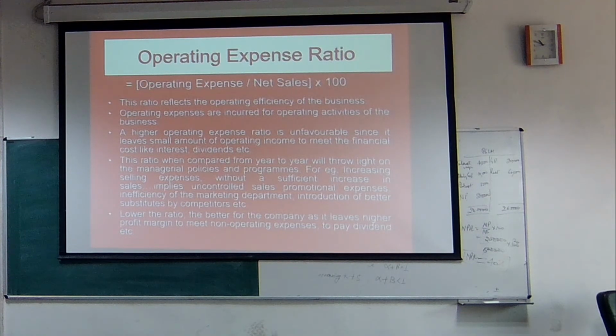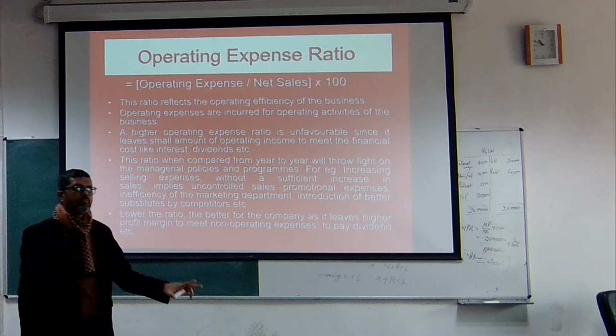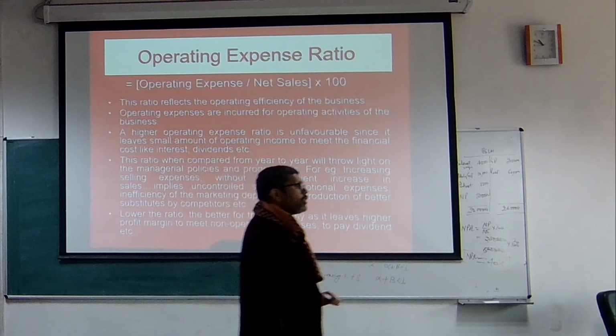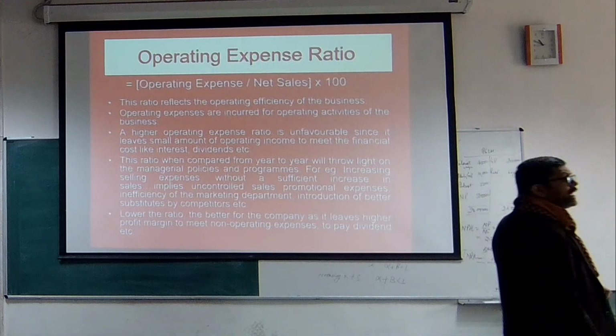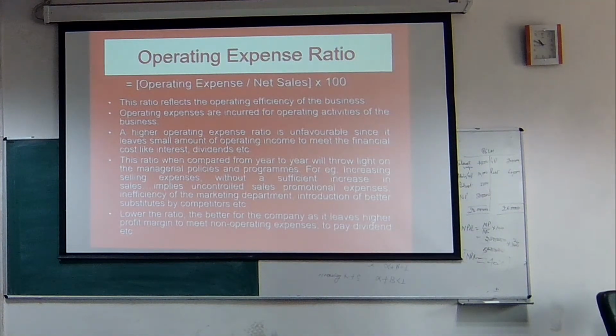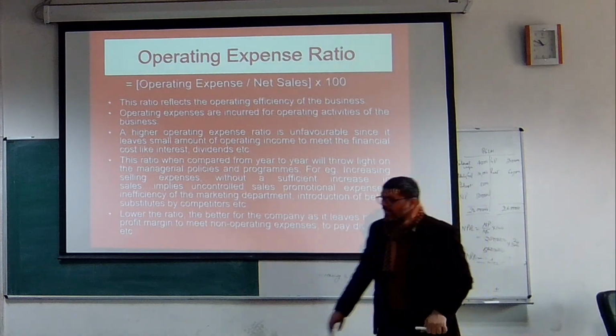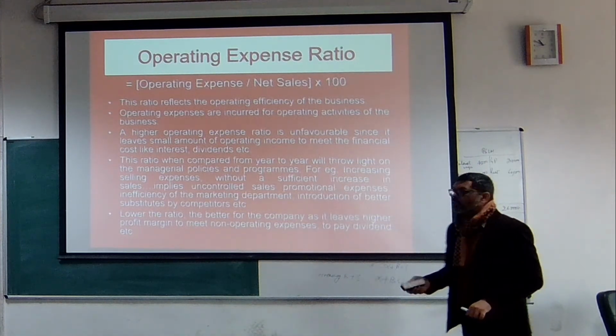And remember, this ratio, if it is higher, the profit ratio will go down, and it would be very difficult for the company to meet its financial cost, that is interest and dividend. So we always expect operating expense ratio to be lower, right? Now, let us understand how this operating expense is calculated.